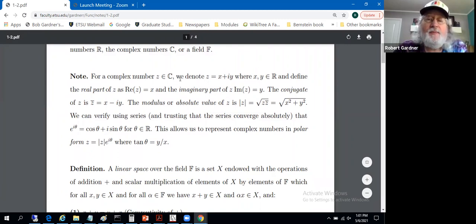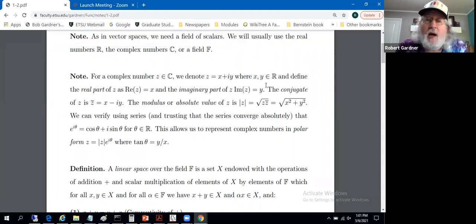A complex number z we'll denote as x plus iy, where x and y are both real, and i squared equals -1. We'll define the real part of z as the x piece. The imaginary part of z is the y piece. Notice the real and imaginary parts, a little ironically, are both real. The imaginary part is a real number itself. When we deal with a complex number, the imaginary unit appears before the imaginary part.